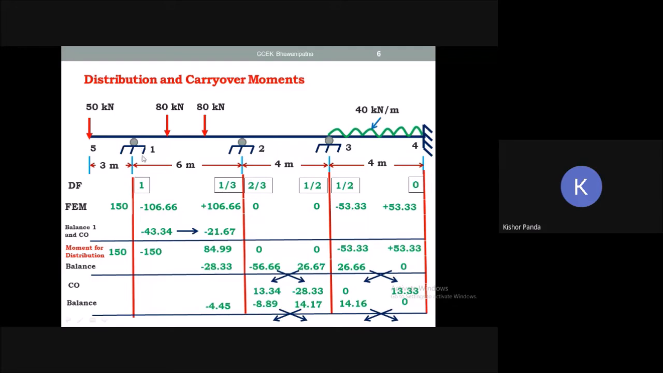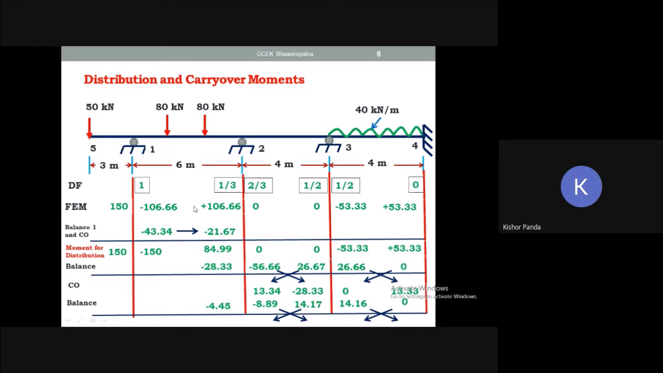So here you start from joint one, because joint one is your overhanging portion, and you know for this overhanging portion what is the moment this side. Also this side you will get the same moment, then that will be balanced. So here this is balancing of joint one, then you take the carryover of this moment to the other end. So first you have to start from joint one.